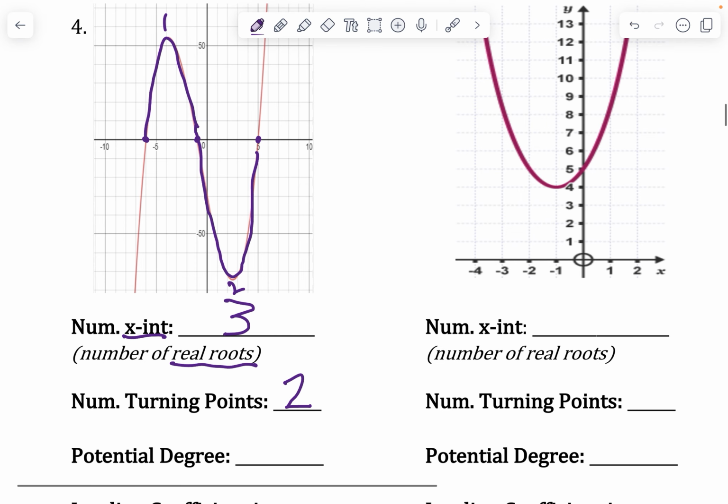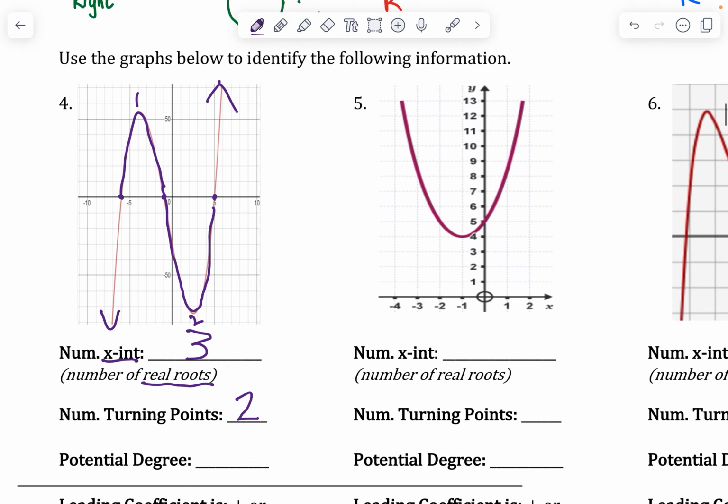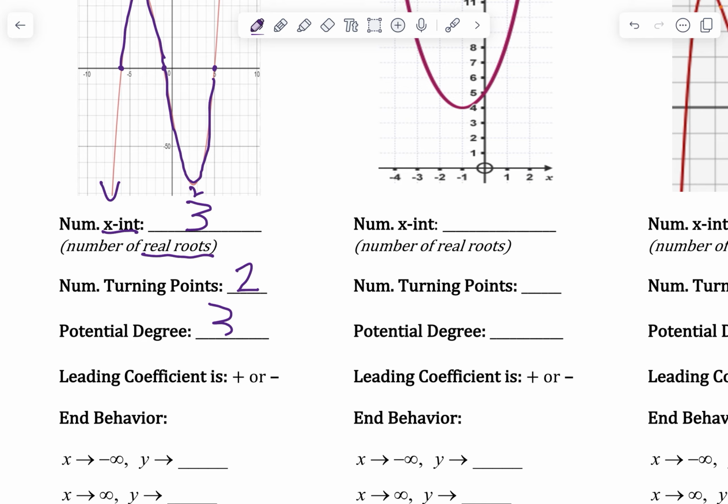Now, guys, when you look at potential degree, because we're only looking at real roots, I can't always match up these two like we did in the last one. So instead, I can look at those real roots, but I can also look at turning points, and then I can look at my end behavior. So like, guys, look at your end behavior. You have one arrow going up, one arrow going down, all right? That tells you that this should be an odd degree, and then look at your turning points, 1, 2, okay? I think the potential degree here is 3.